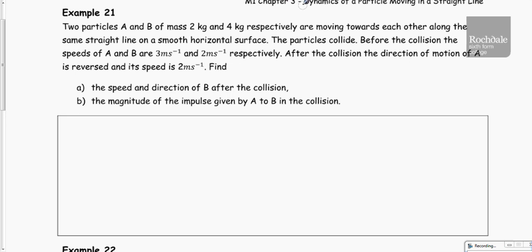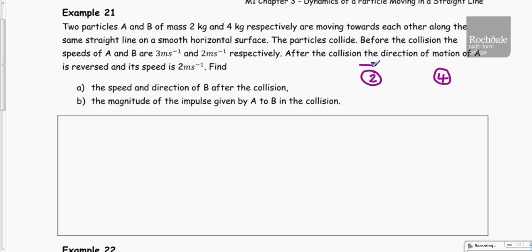M1 Dynamics example 21. We've got two particles here of masses 2 and 4 that are moving towards each other along the same straight line. So a particle of mass 2 and a particle of mass 4. It says that the particles collide, and before the collision the speeds of A and B are 3 and 2 respectively. That means in that order.